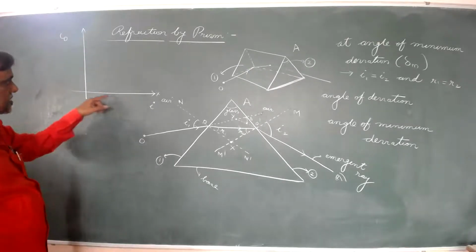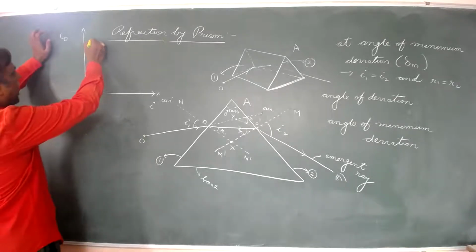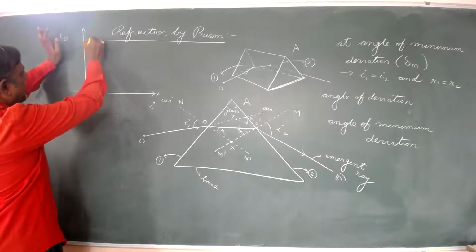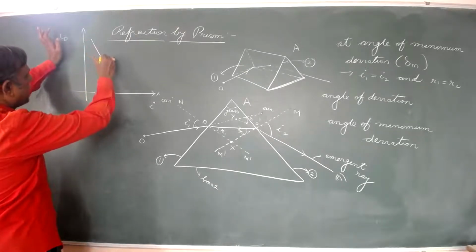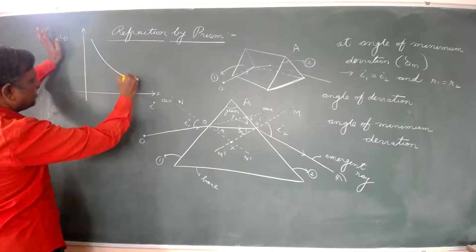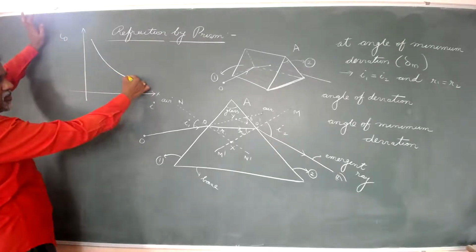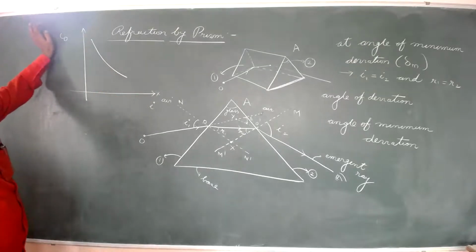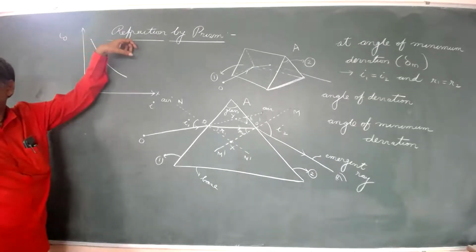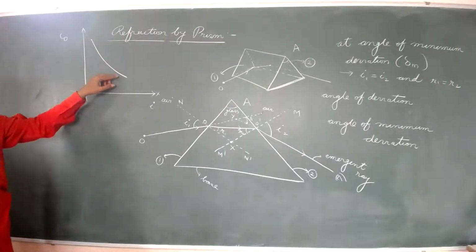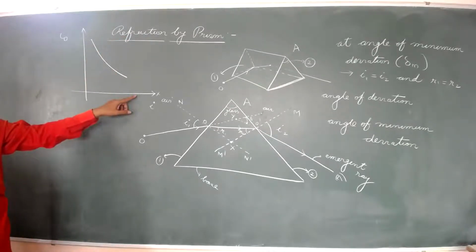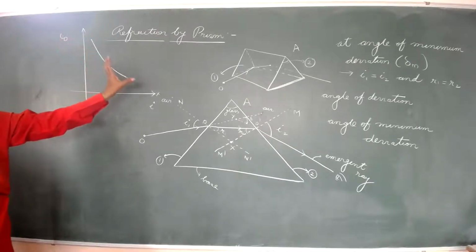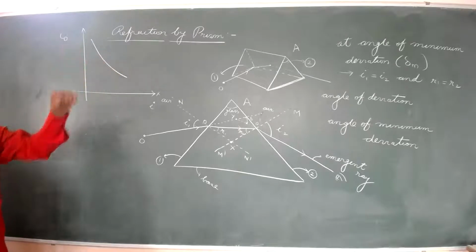When the angle of incidence is very small, the angle of deviation will be high. As the angle of incidence increases, the angle of deviation will decrease, and it reaches the minimum value. Remember, this angle of deviation will not become zero. If it became zero, this curve would have come to the x-axis. So this never comes to the x-axis, which means the minimum deviation will never become zero.